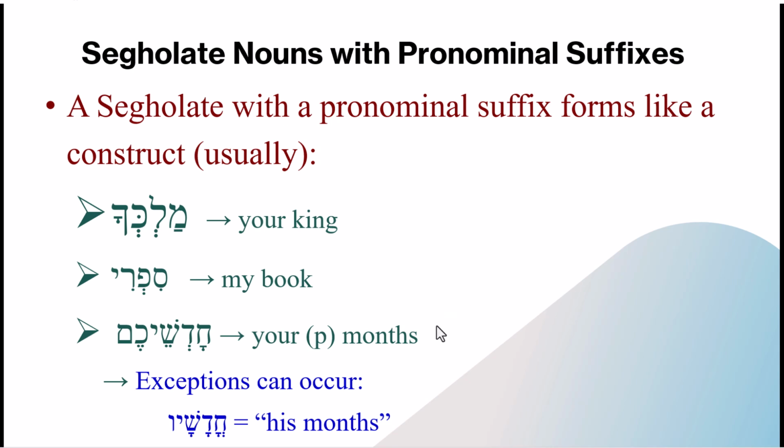Now exceptions can occur. For instance, for the word months, we can get chodashav. If you pronounce that waw as a vav, chodashav, or as a wow, chodashayu. This would be his months. So in this case, you have a reduced vowel as the first vowel and then a long vowel as the second vowel. This does occur, but the normal pattern is what we're seeing up here, where you have the construct looking form and then followed by the pronominal suffix.